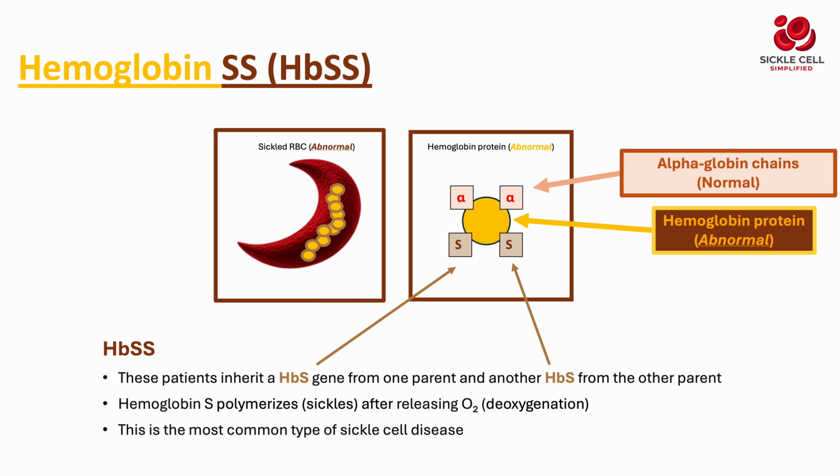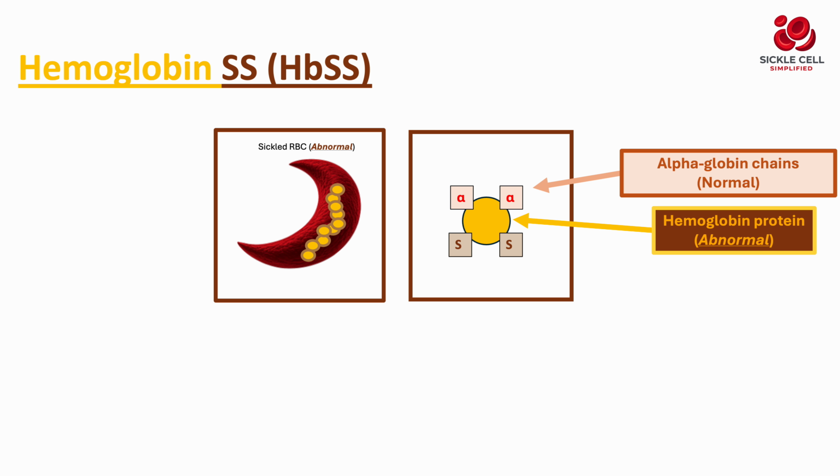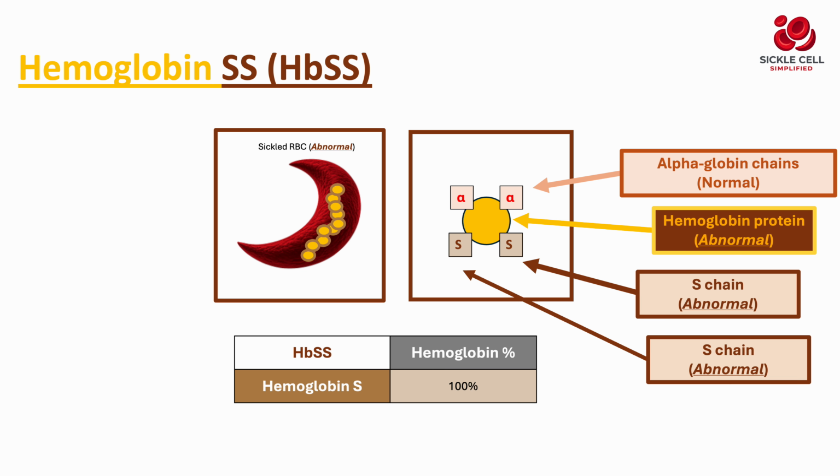Hemoglobin S is going to polymerize or sickle after it releases oxygen, and this is the most common type of sickle cell disease. Here we can see our alpha globin chains up top, our abnormal hemoglobin protein in the yellow, and our 2 S chains from each parent. These patients are going to have 100% of their hemoglobin being hemoglobin S.